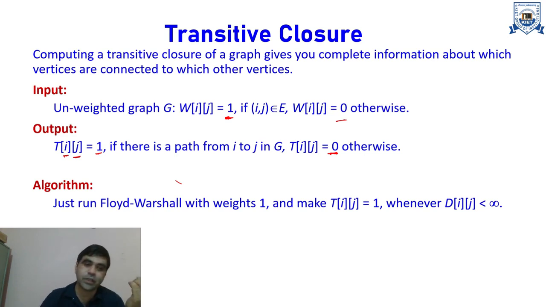So what we have studied today is an all pair shortest path algorithm, which is the Floyd-Warshall algorithm, which can work with edges with negative weight. The complexity of this algorithm is order of n cube, right?